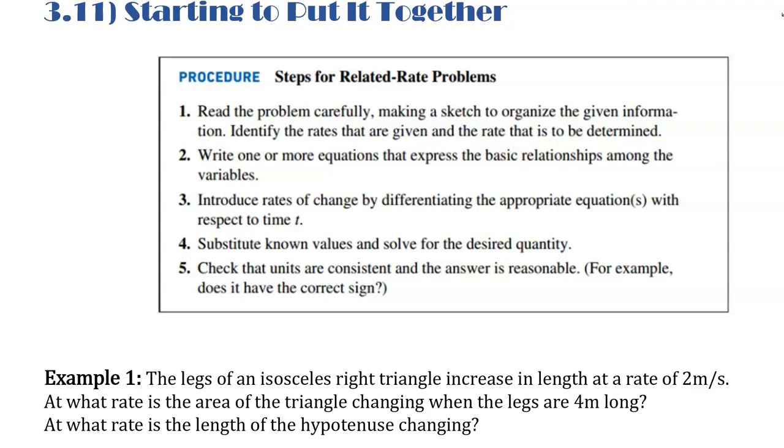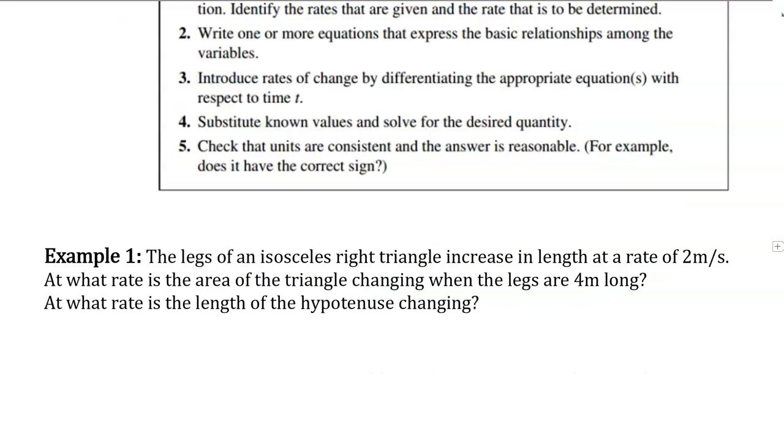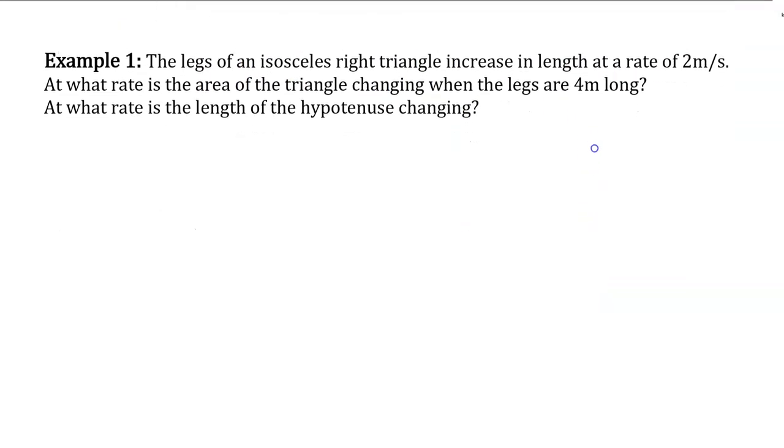Okay, so let's have this first example here. The legs of an isosceles right triangle increase in length at a rate of 2 meters per second. At what rate is the area of the triangle changing when the legs are 4 meters long? At what rate is the length of the hypotenuse changing?